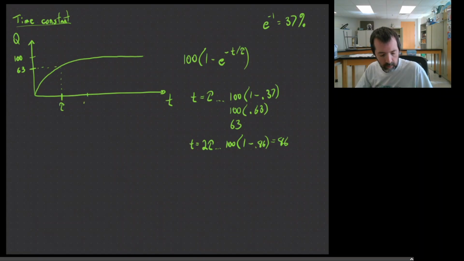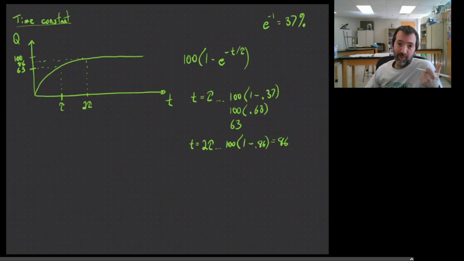So 2 tau, somewhere around here. Notice that on that second time constant, I didn't go nearly as far. I've now reached 86. So on the first time constant, my change was 63. And during the second time constant, my change was 17, to get from 63 to 86. Each successive time constant gives me less and less progress because I'm asymptoting toward 100.